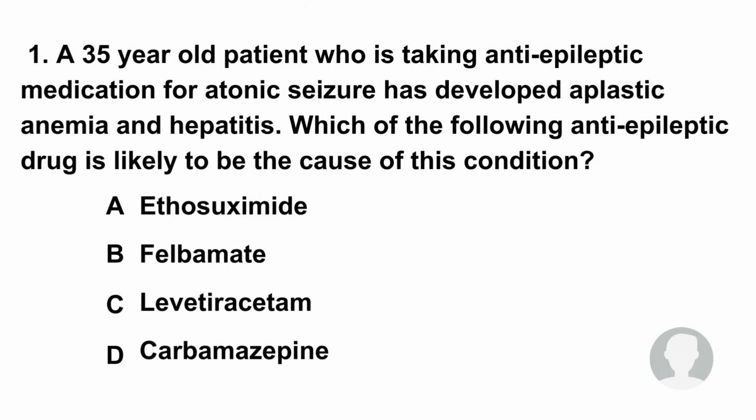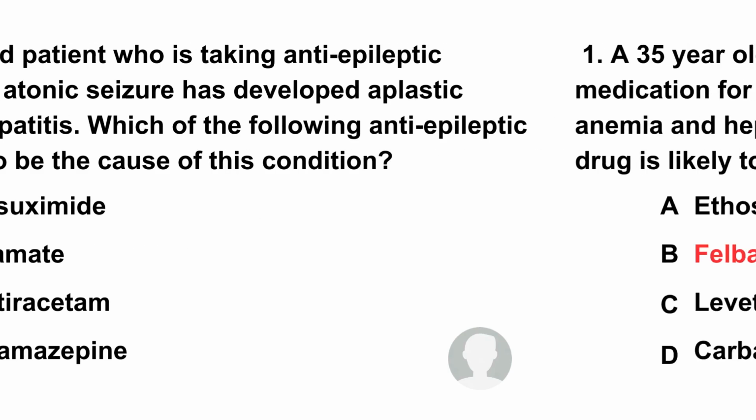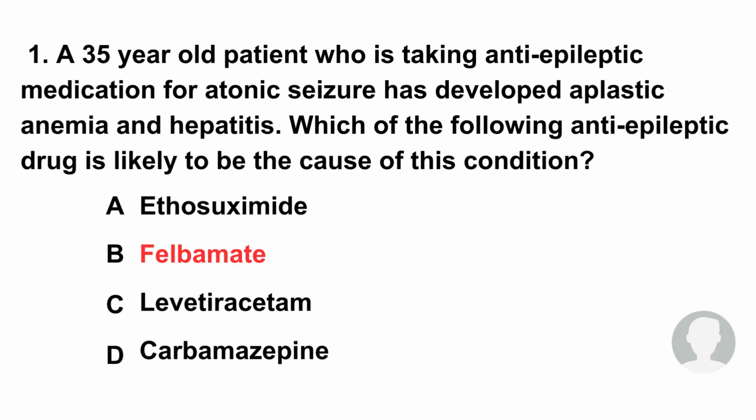The first question is a 35-year-old patient who is taking anti-epileptic medication for atonic seizure has developed aplastic anemia and hepatitis. Which of the following anti-epileptic drug is likely to be the cause of this condition? Options are ethosuximide, felbamate, levetiracetam, and carbamazepine. The answer is option B, felbamate.